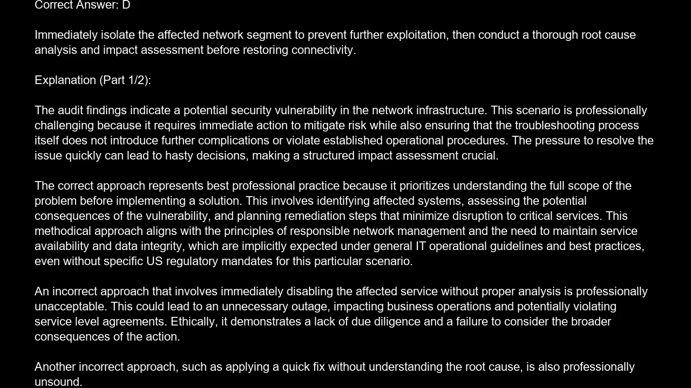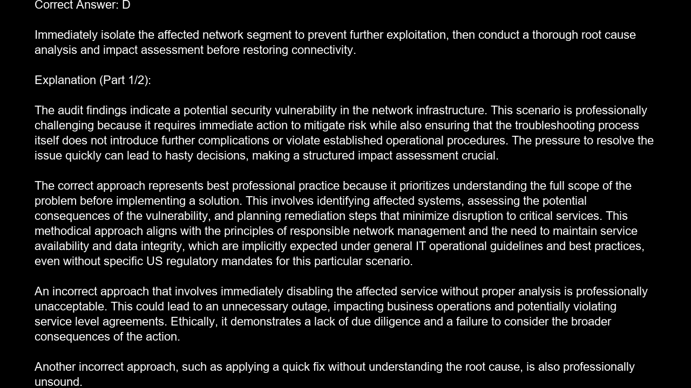This involves identifying affected systems, assessing the potential consequences of the vulnerability, and planning remediation steps that minimize disruption to critical services. This methodical approach aligns with the principles of responsible network management and the need to maintain service availability and data integrity, which are implicitly expected under general IT operational guidelines and best practices.